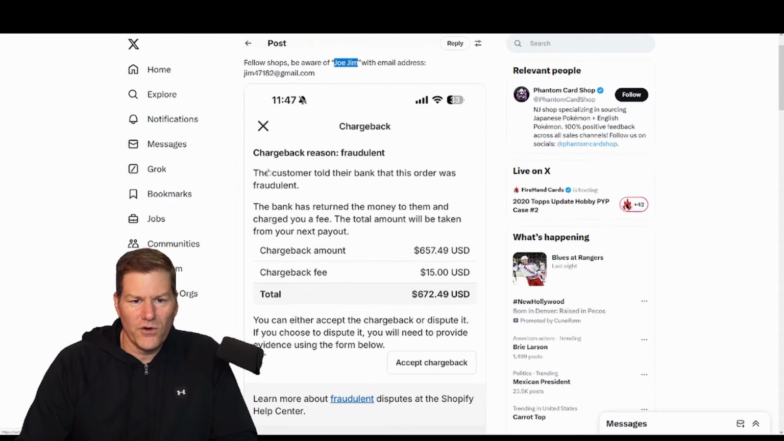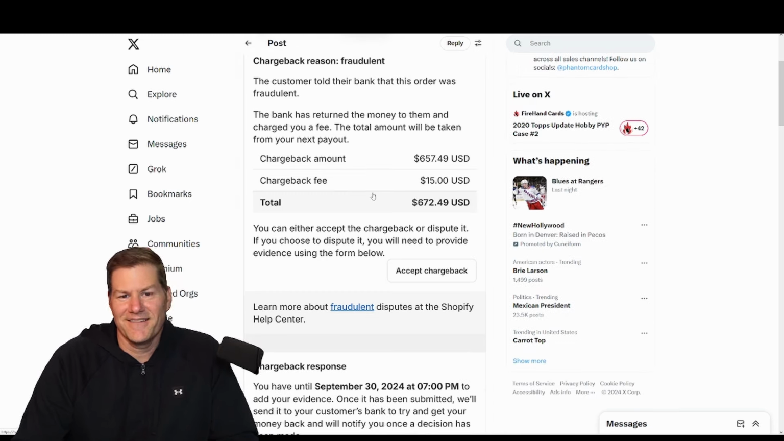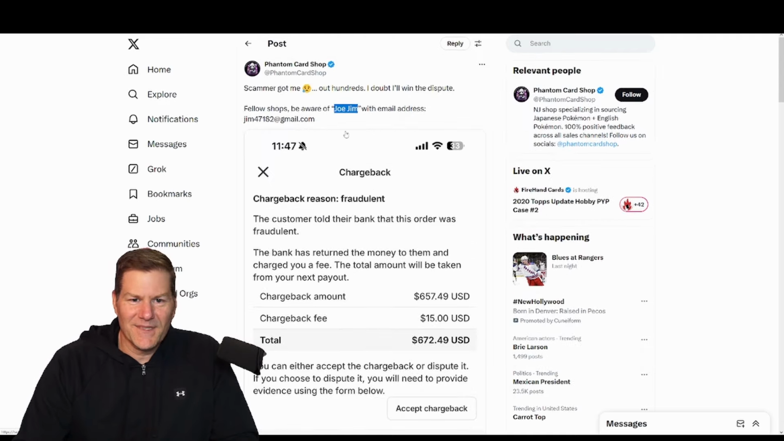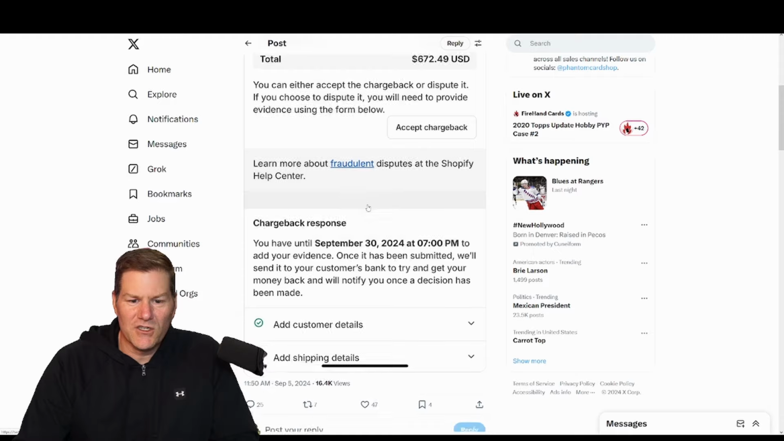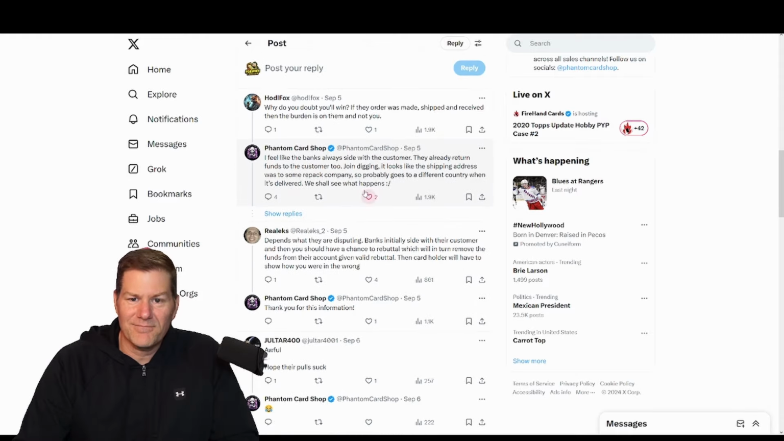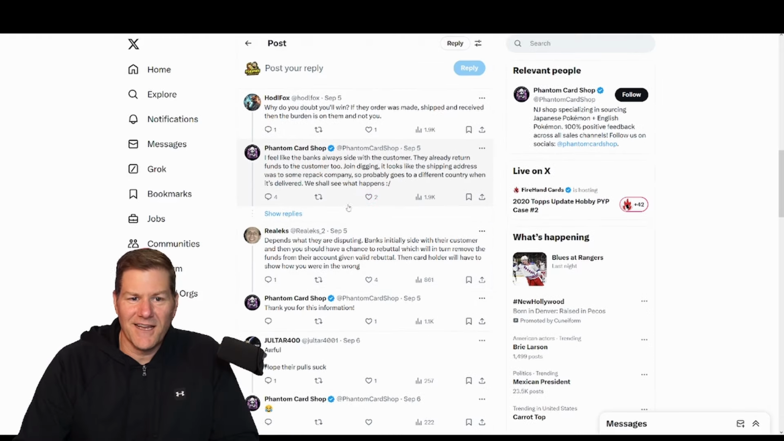After they got the order, they filed a chargeback. They said it was a fraudulent order. Now, Joe Jim may have stolen a credit card, and that was the fraud, but Joe Jim may also have been the one to file the fraud charge. Either way, the odds of you getting your money back, especially if this was shipped to a reshipper, are not going to be good, and it's going to be a long battle.